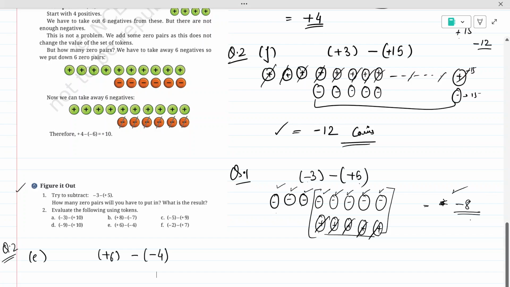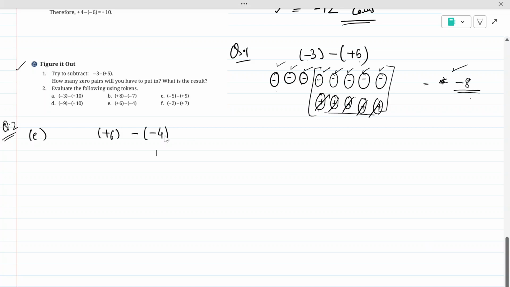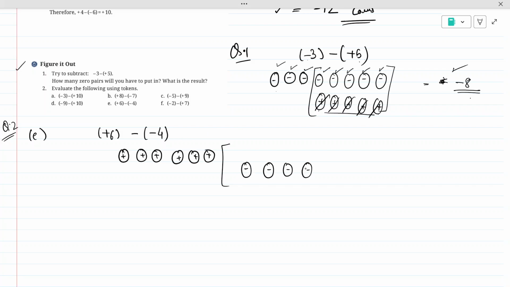Okay, so just wait. Yeah, plus 6 means 1, 2, 3, 4, 5, 6. We have plus 6 coins. We have to subtract minus 4. We do not have any minus coins, but we want how many minus coins? 4. That means we have to add the 4 zero pairs. So here I am adding 4 zero pairs because we want 4 negatives.